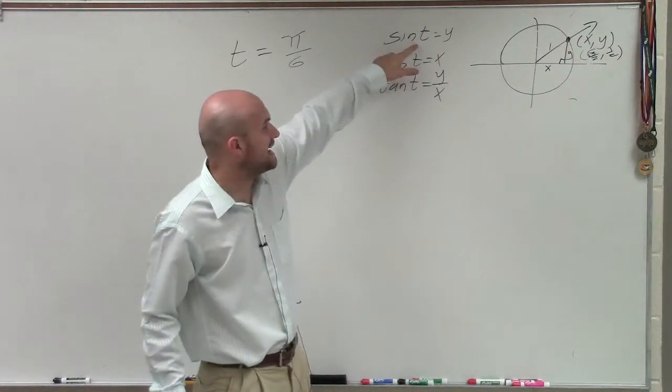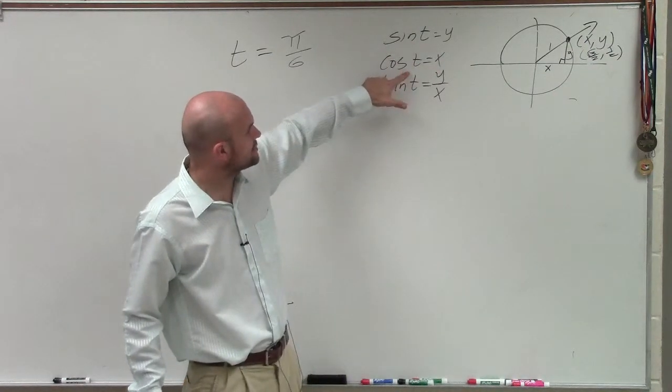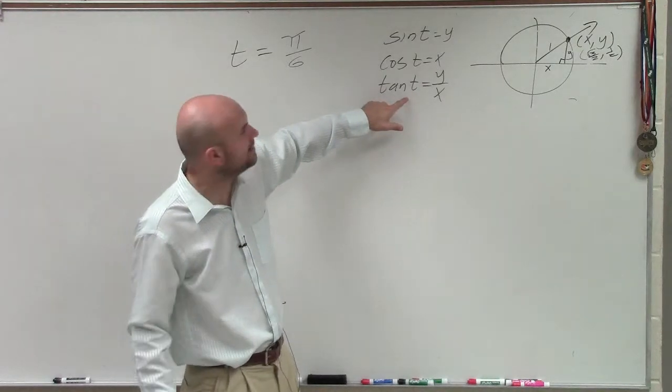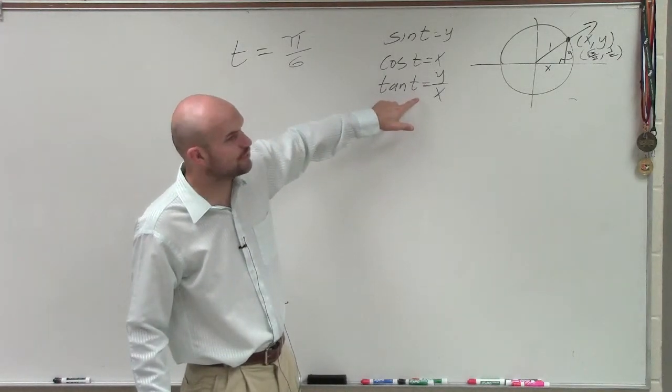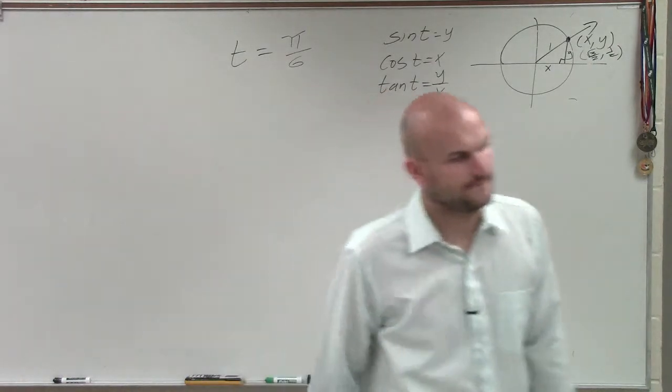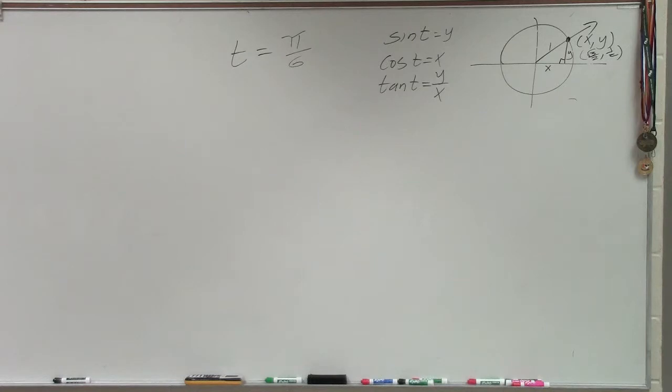So therefore, the sine is 1/2. The cosine is square root of 3 over 2. And the tangent, do it in your head, is going to be square root of 3 over 3. But that's not the whole major point. That's a review.